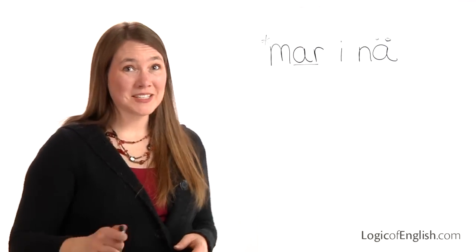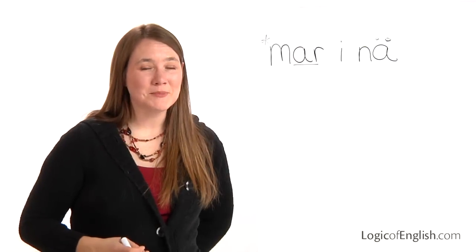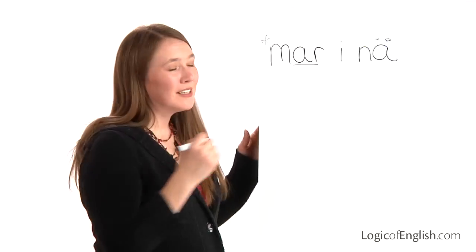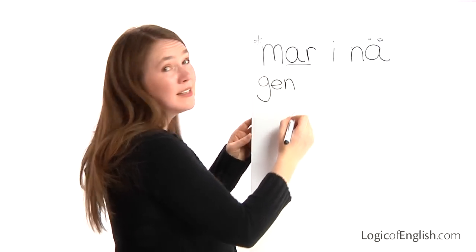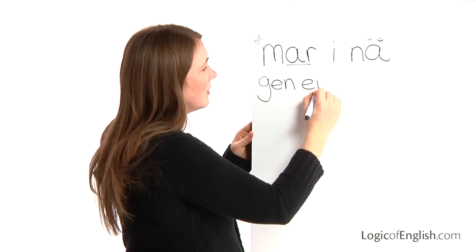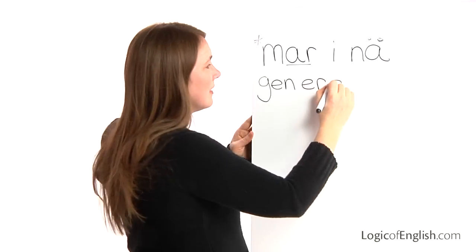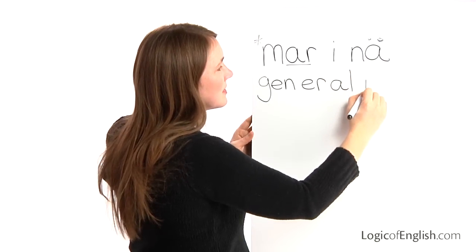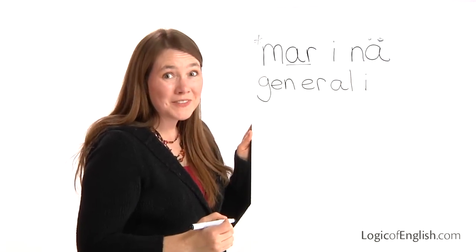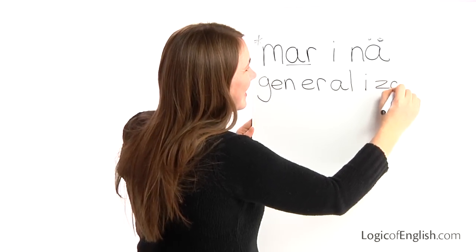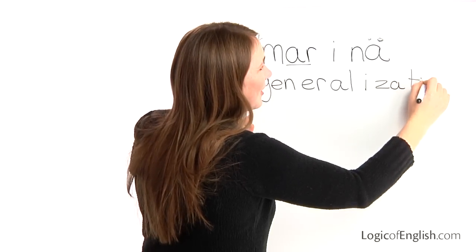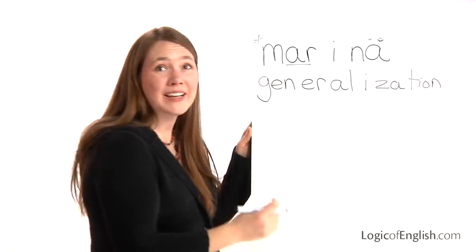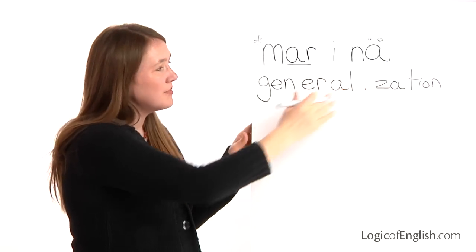So let's sound it out together, and I'm going to have to write nice and small to fit it on the board. So sound it aloud with me. J, a, n. Second syllable is. Third syllable is al, a, ul. Fourth syllable is I. Fifth syllable is zay, z, a. And the 6th syllable is shun, sh, a, n. All right, can you see the whole word generalization?